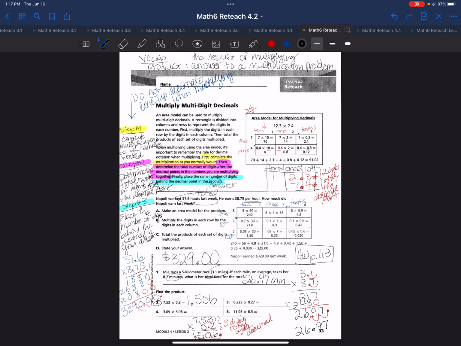I'm going to tell you the rest of the answers to these problems so you can check your answers, but I encourage you to do these on your own. And this is our lesson for Module 4, Lesson 2, Grade 6.